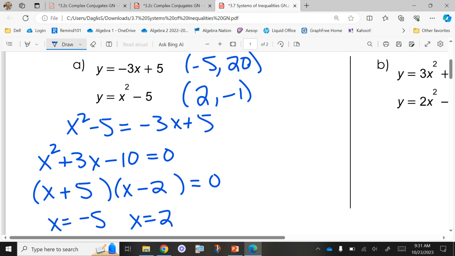It doesn't matter. I actually did x squared minus 5 on my paper. Negative 5 squared is 25. 25 minus 5 is 20. So that's where negative 5, 20 comes from. And then plug in the 2. 2 squared is 4. 4 minus 5 is negative 1. So that's where this one comes from.